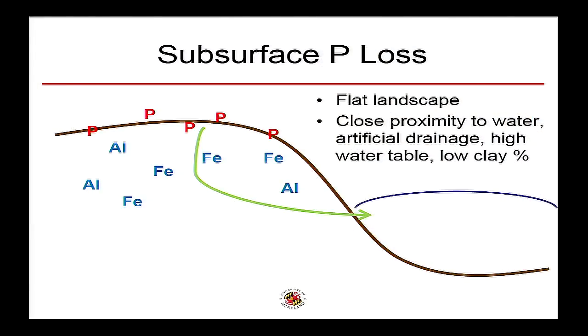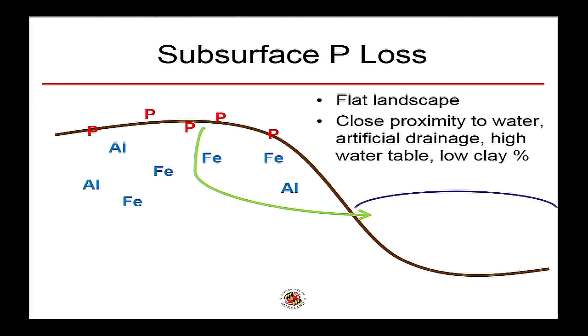And then we've got our subsurface P loss, which for a long time, like I said, when I showed you that P cycle, leaching, they said it's usually minor. We don't even talk about it. But we know that this happens, especially as we go a little further south on the shore. We've got flat landscapes that are in close proximity to water. There's artificial drainage. We've got a very high water table that comes up close to the surface. We've got a low clay percentage.